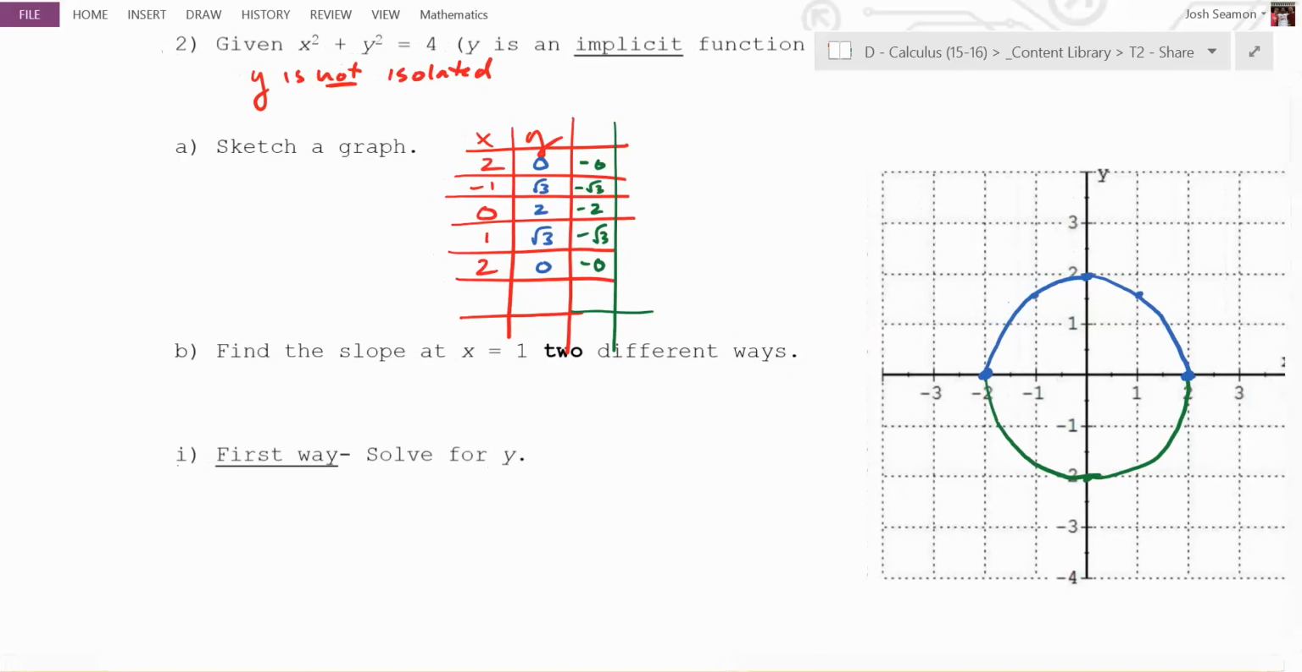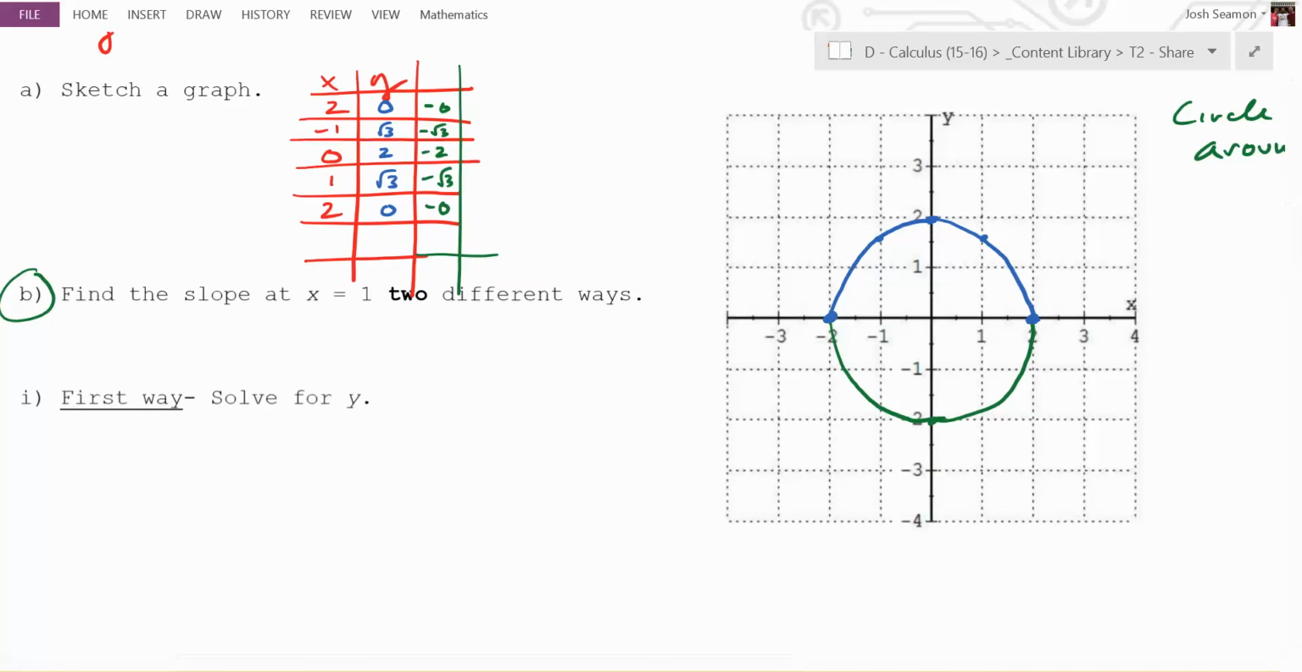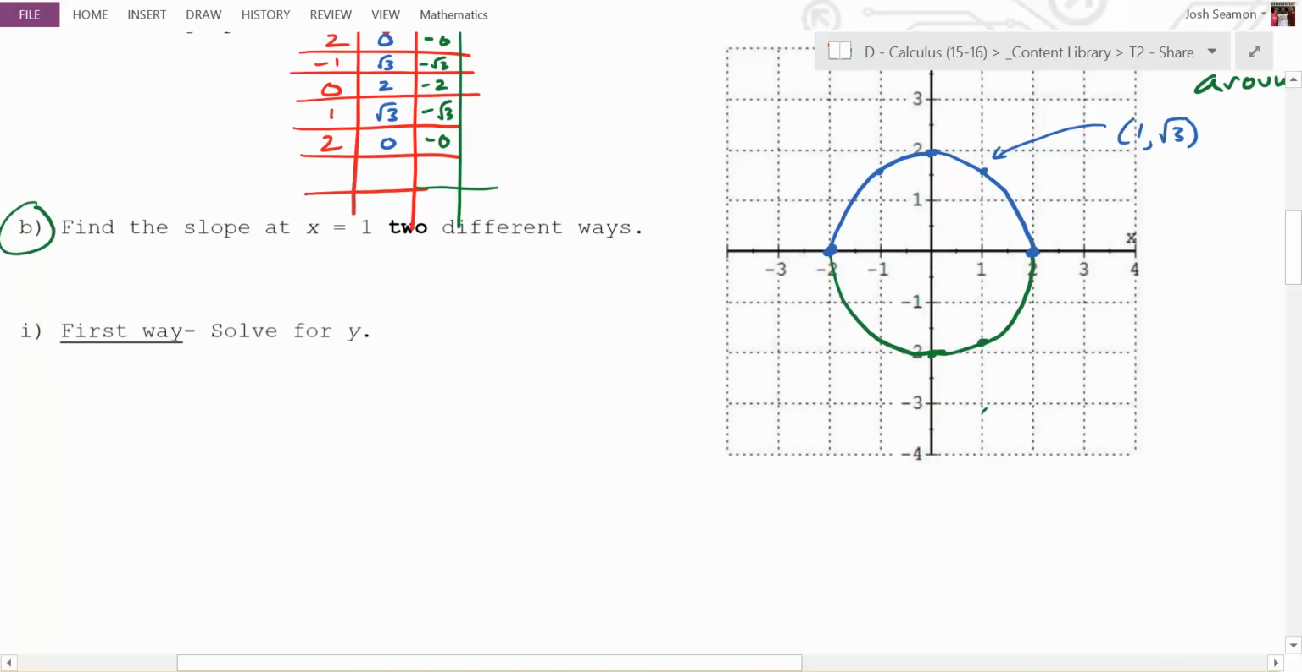So we graphed it. I could ask you part B now, and this is where we have to be really careful. I could say find the slope at x equals 1 in two different ways. There are two places, though, where x equals 1. X equals 1 right here, and x equals 1 right there. So the first place x equals 1 is right here. We know what that point is. That's 1 comma root 3. And what's this point right here? 1 comma negative root 3. And are there other points that are kind of like that? There's -1, negative root 3, etc.